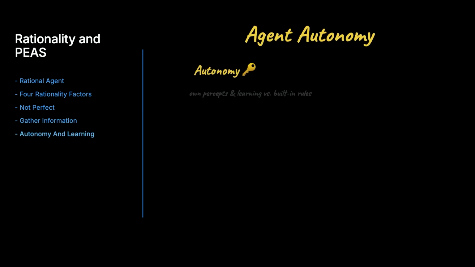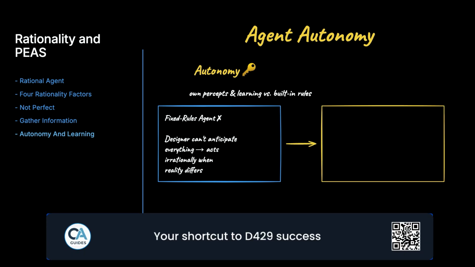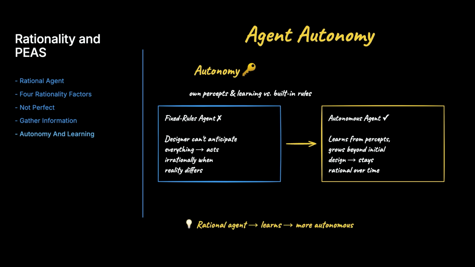This leads to autonomy. Autonomy is the degree to which an agent relies on its own percepts and learning rather than knowledge its designer built in. Why does this matter? Because no designer anticipates everything. An agent that only follows fixed rules eventually acts irrationally when reality differs. So a rational agent learns and grows more autonomous.